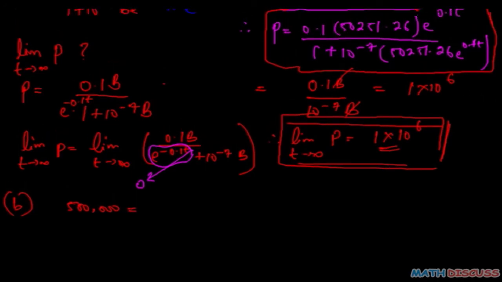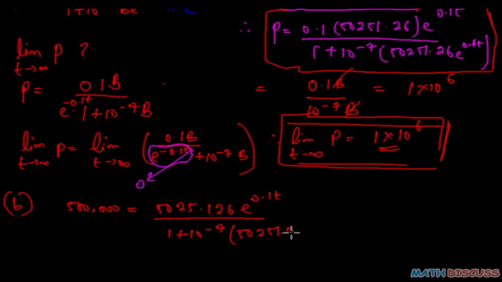So 500,000 now equals, I'm writing what we have here, 0.1 times 5025.126 e to the power 0.1t divided by 1 plus 10 to the power negative 7 times 5025.126 e to the power 0.1t. So what we want to do here is find t.